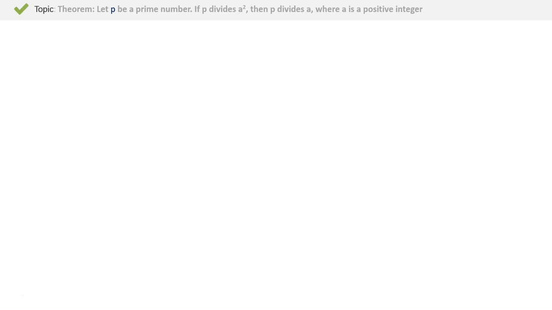Before we start looking into this, let's look into a theorem which says if p is a prime number and if p divides a square, where a is a positive integer, then p also divides a. Now let's try to prove this. Let's assume a is a positive integer.